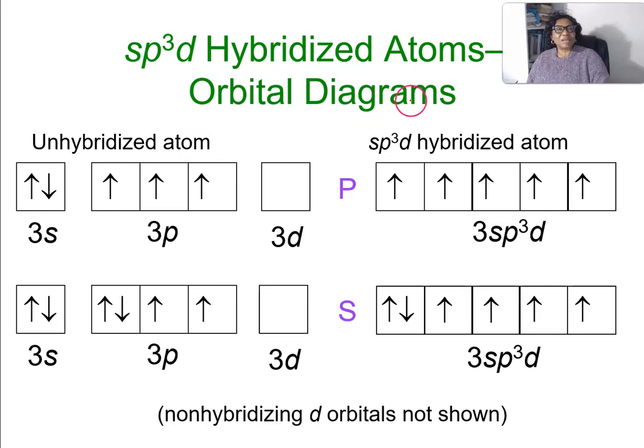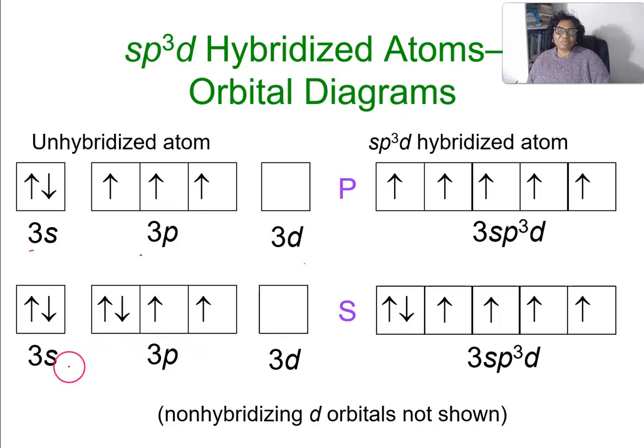So these are the unhybridized atomic orbitals. Look at them: 3s, 3p, 3d. This is for phosphorus. When it mixes all of them, you now have 5 orbitals, which we call sp3d. So these are 5: 1 plus 3 plus 1, 5. These are the 5 orbitals.